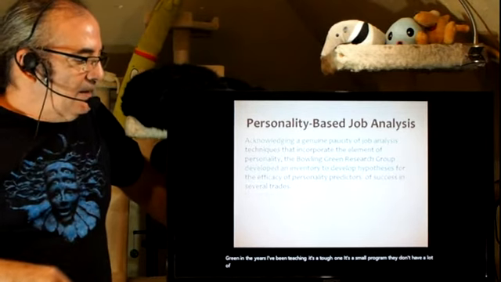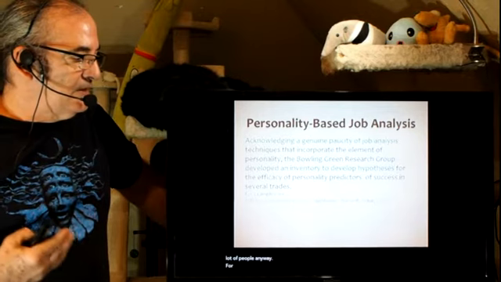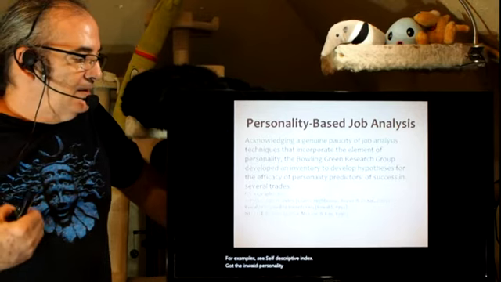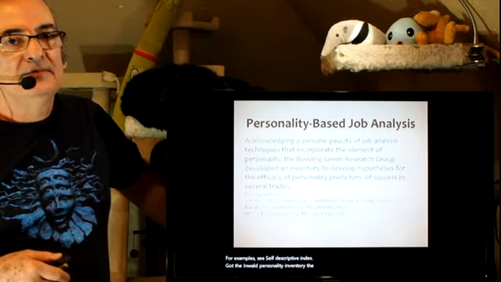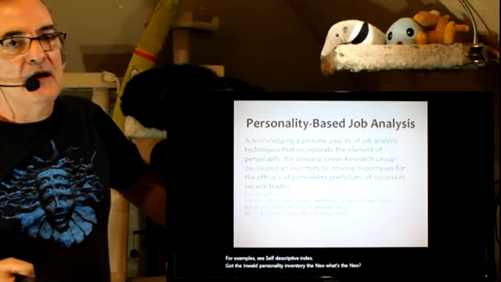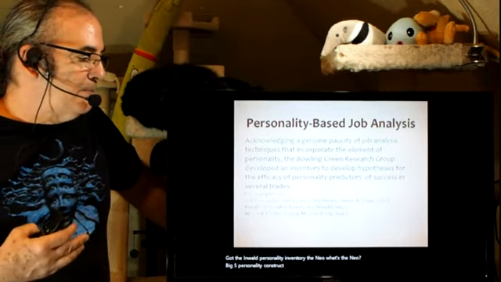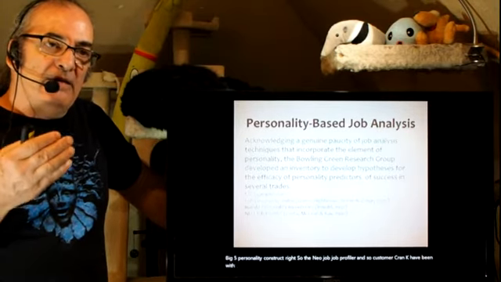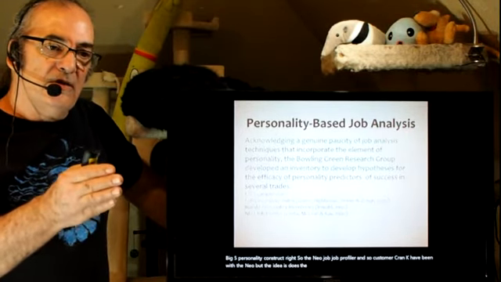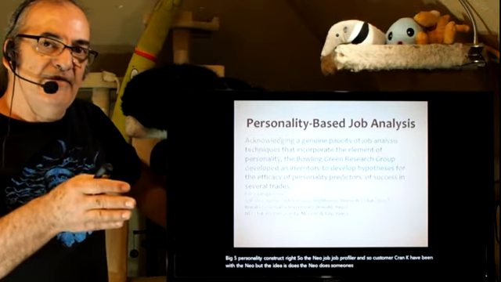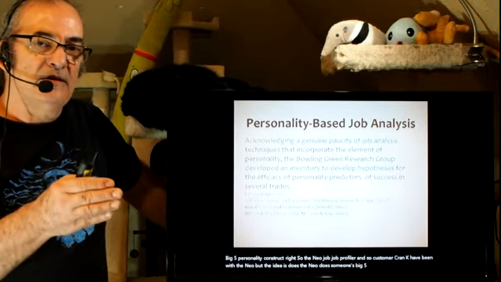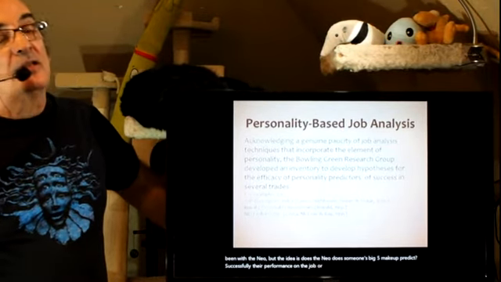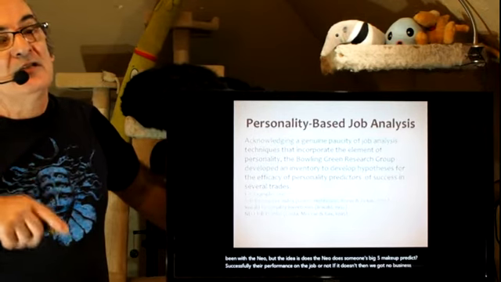Anyway, for examples, the C self-descriptive index, the Inwald personality inventory, the NEO. What's the NEO? The Big 5 personality construct, right? So the NEO Job Profiler, and Costa, McCrae, and Kay have been with the NEO. But the idea is, does someone's Big 5 makeup predict successfully their performance on the job or not. If it doesn't, then we have no business using the NEO. If it does, then we do.